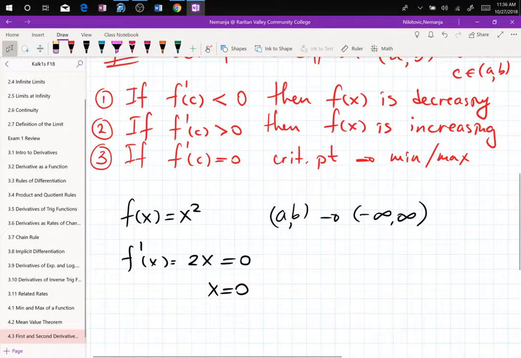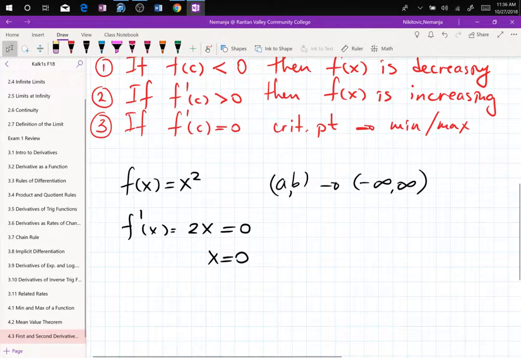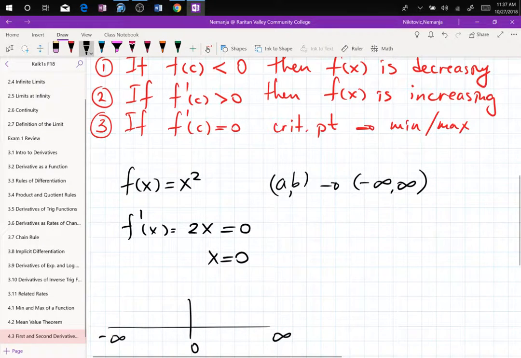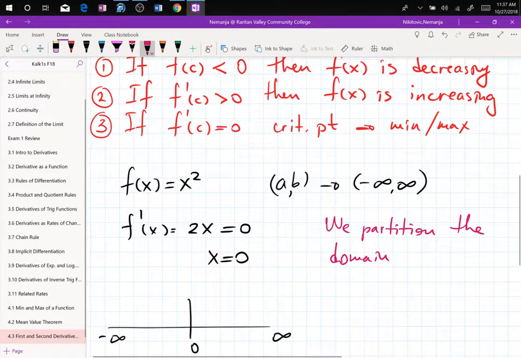Now, what do I do? I partition the domain using critical numbers. I'll write that here as a rule. We partition the domain using critical numbers and vertical asymptotes.